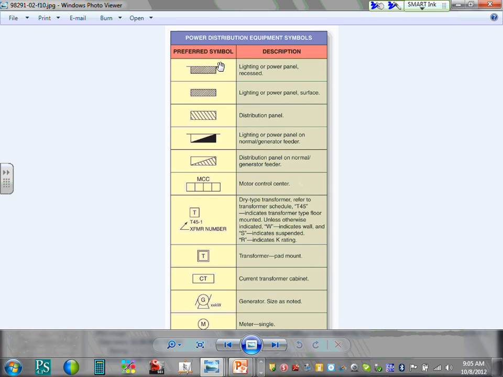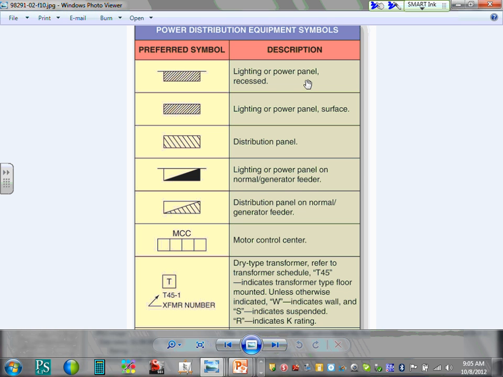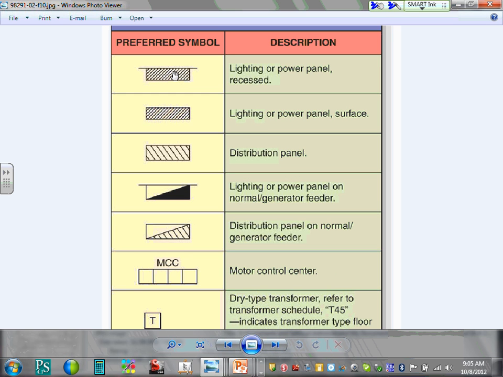Panels, my favorite. Power distribution system. Lighting or power panel recessed. Can you guys see that? Lighting or power panel surface mounted. Distribution panel. Lighting or power panel on the normal and the generator.